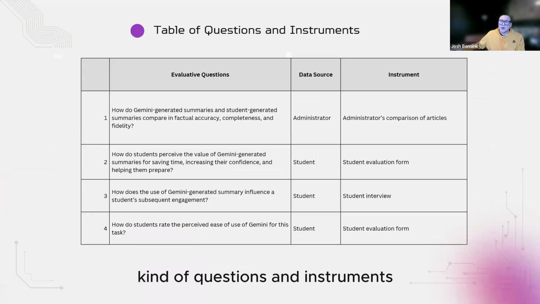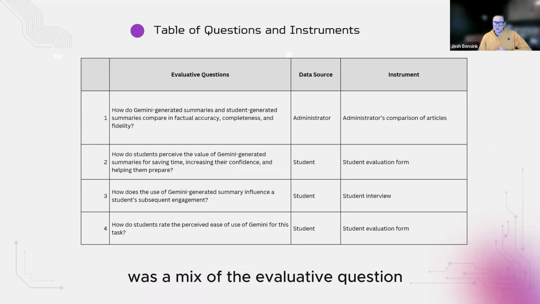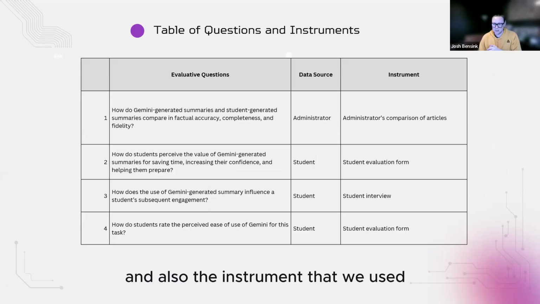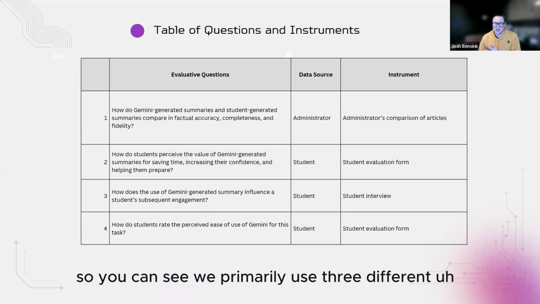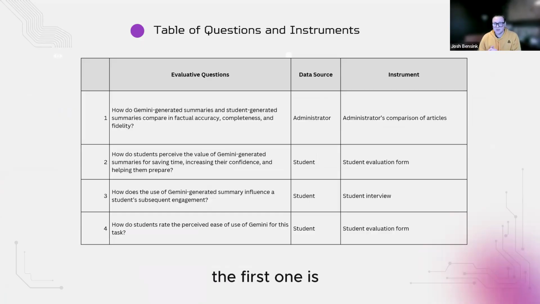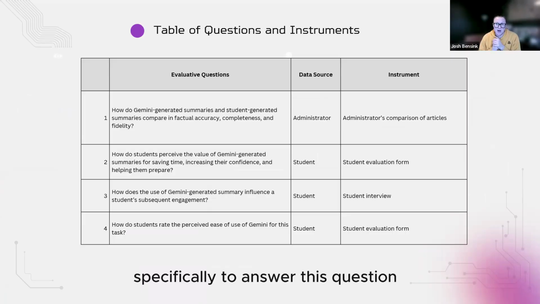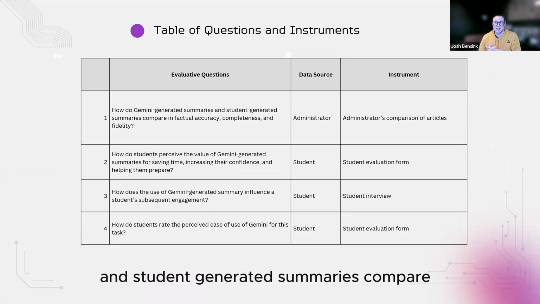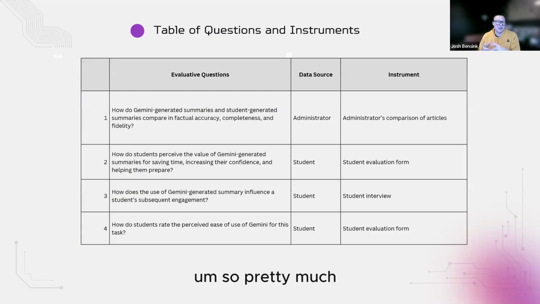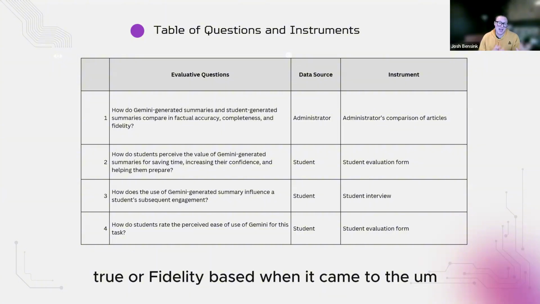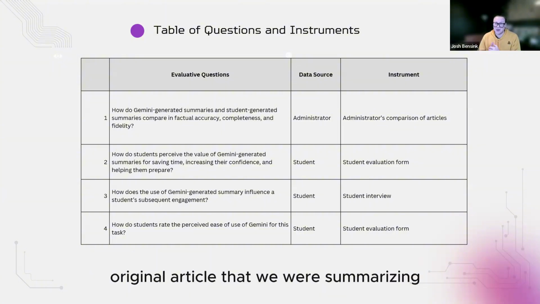What you'll also see for our questions and instruments was a mix of the evaluative question, what the data source was for that evaluative question, and also the instrument that we used. And so you can see we primarily used three different instruments in our intervention. The first one is the administrator's comparison of articles. So that was us comparing the mix of things that we reviewed for the study. Specifically to answer this question, how did Google Gemini generated summaries and student generated summaries compare in factual accuracy, completeness, and fidelity? So pretty much, was the summary from Google Gemini true or fidelity based when it came to the original article that we were summarizing?